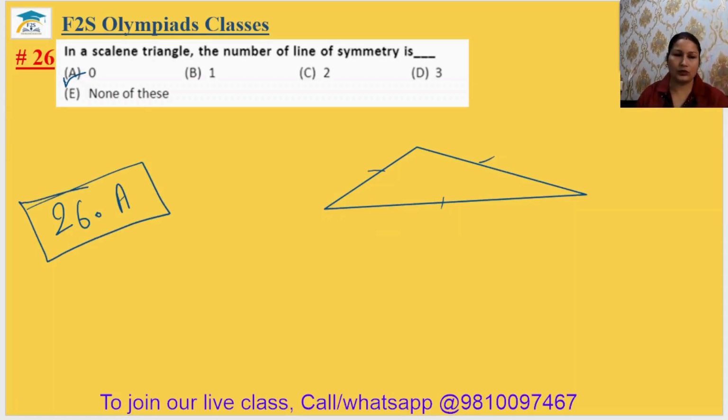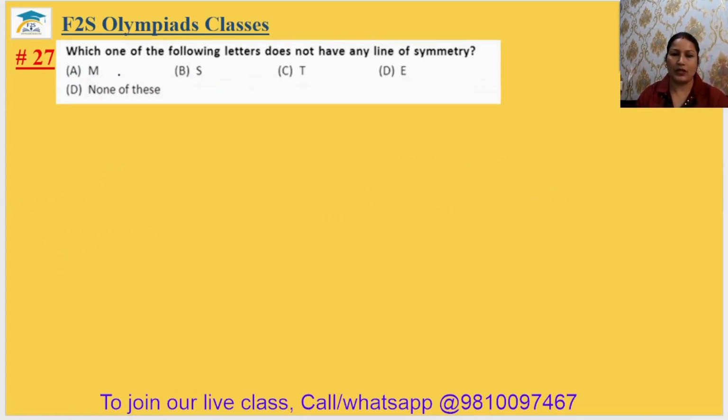Come to question number 27. Which one of the following letters does not have any line of symmetry? M has one line of symmetry, S has zero lines of symmetry, T has one line of symmetry, E has one line of symmetry. So option B is the correct answer. 27th answer is option B.